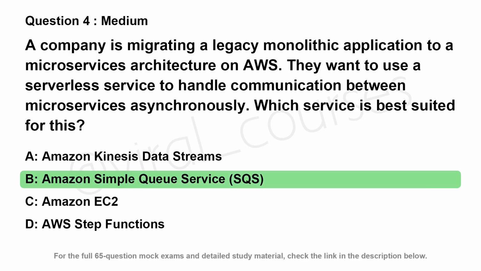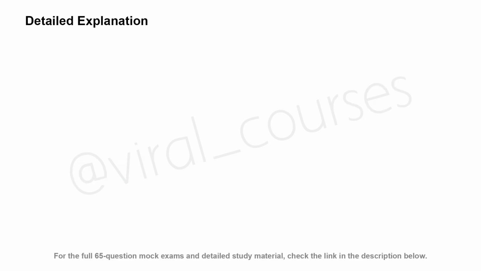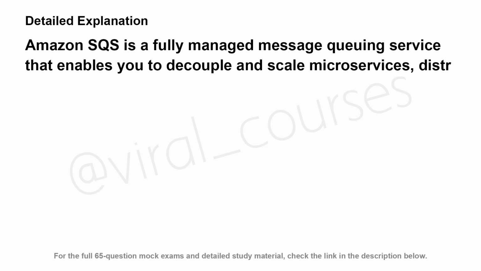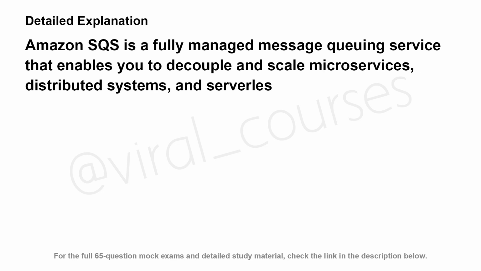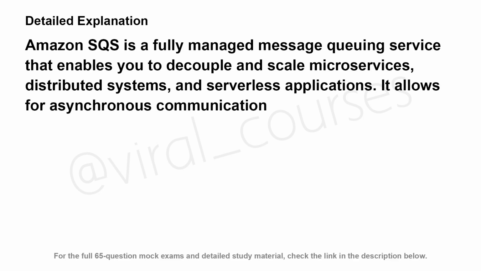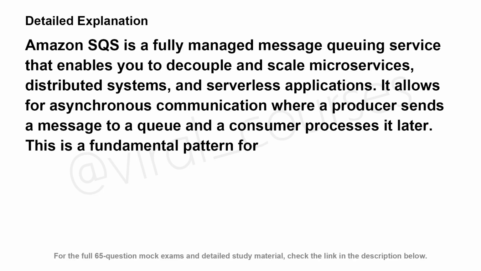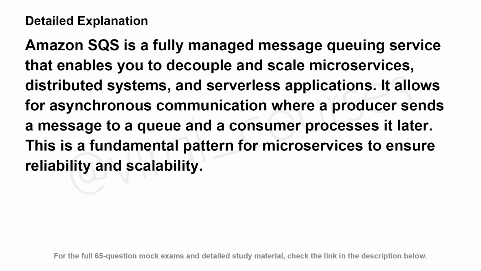The correct answer is B. Amazon SQS is a fully managed message queuing service that enables you to decouple and scale microservices, distributed systems, and serverless applications. It allows for asynchronous communication where a producer sends a message to a queue and a consumer processes it later. This is a fundamental pattern for microservices to ensure reliability and scalability.